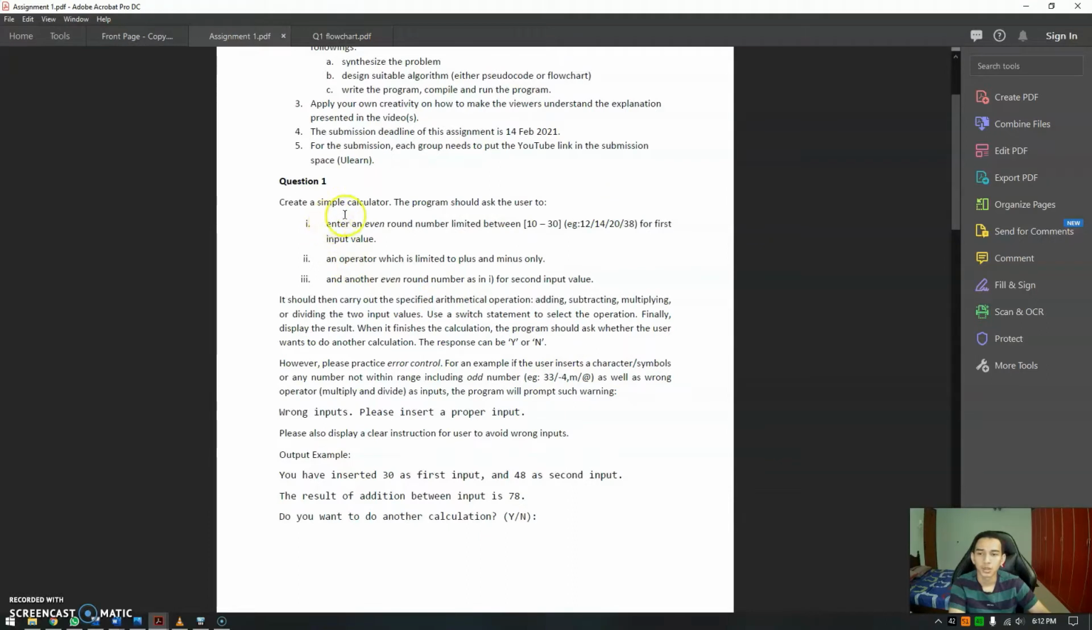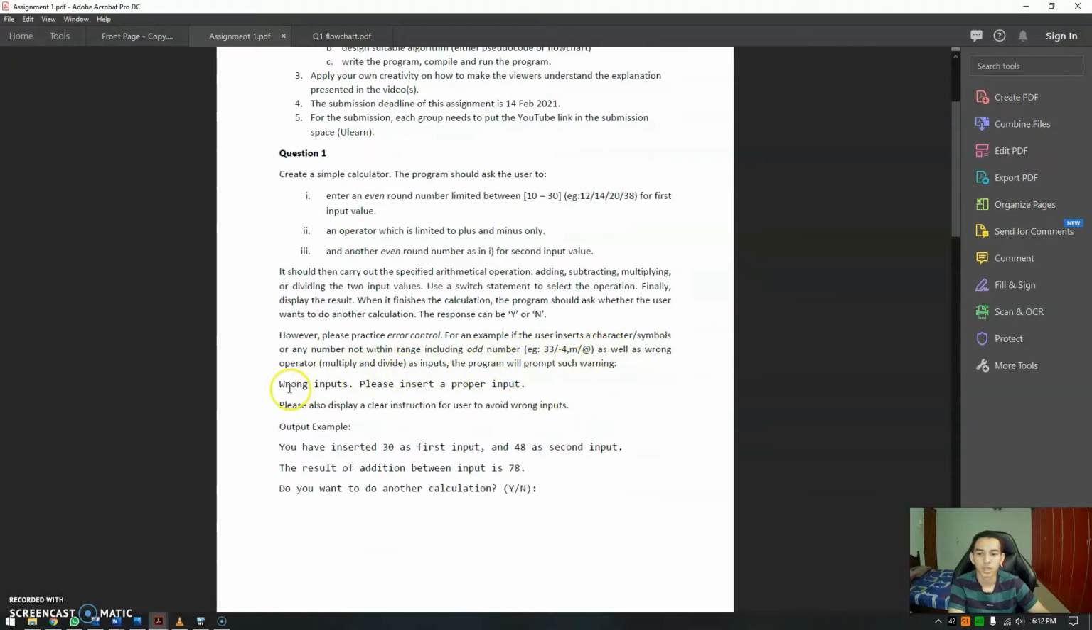The question asks to create a simple calculator that will ask the user to input an even round number between 10 to 30 and also an operator which is limited to plus and minus, and also another even round number. When the calculation is finished, the program will ask the user whether to do another calculation or not. If the user inserts characters or symbols that are not within the range, or inputs an odd number or wrong operator, the program will prompt such warning: wrong input, please insert a proper input.